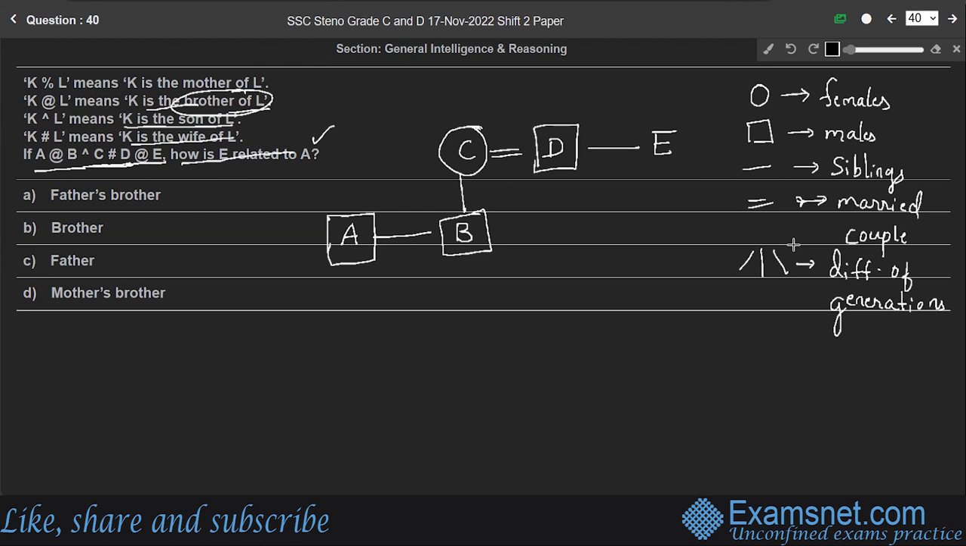E related to A. So, here for A, C is mother, right? So A's mother is C. Father is D, right? Father's sibling, or father's brother here. According to the four options, it is given as father's brother. E can be even father's sister also, but it is not given. So, E is related to A as father's brother. Option A is the right answer.